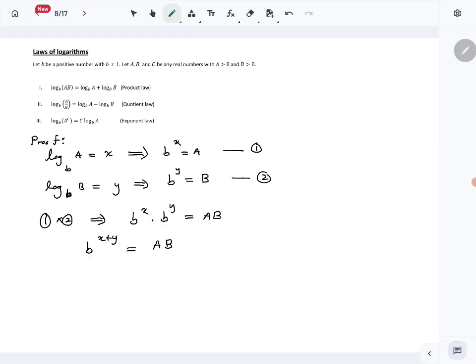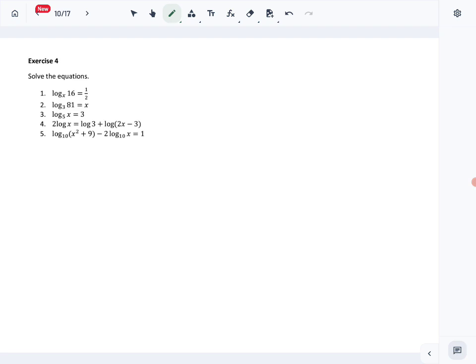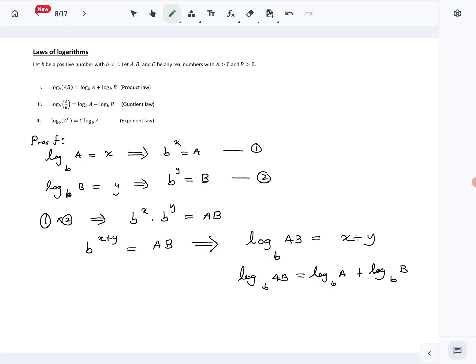Now this exponential, let's convert to log form. So what do you get? Log base b of ab equals x plus y. What is x? Log base b of a. What is y? Log base b of b. So that's the proof of the product law.